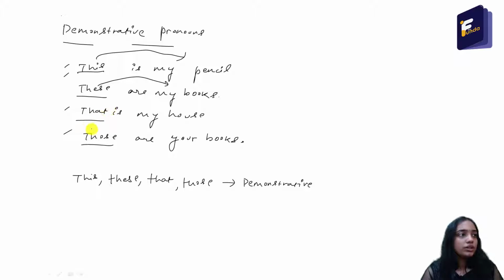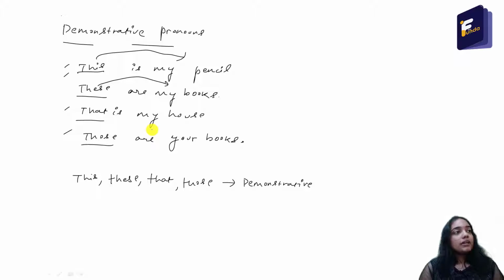I will tell you the difference between this and these, that and those. This is used for something that is near you. Something that is near me, I will refer to as this, and something that is far away from me, I will call that. And these is just the plural form of this. If many things are near me, I will say these. If one thing is near me, I will say this. If many things are far away from me, I will say those. And if one thing is far away from me, I will say that.